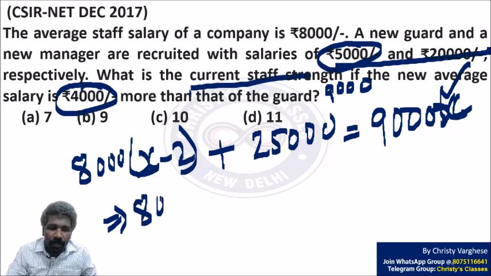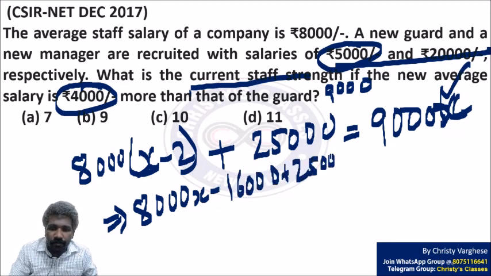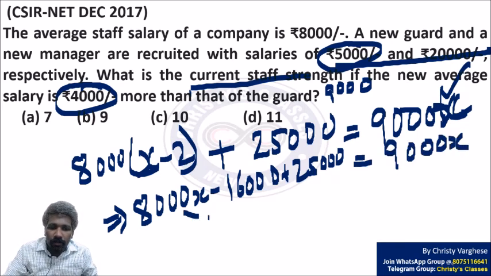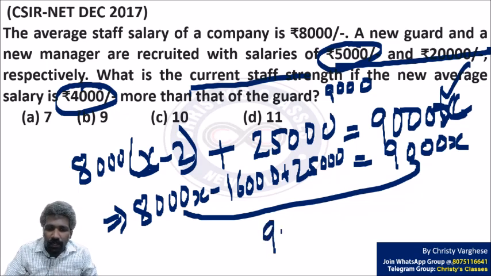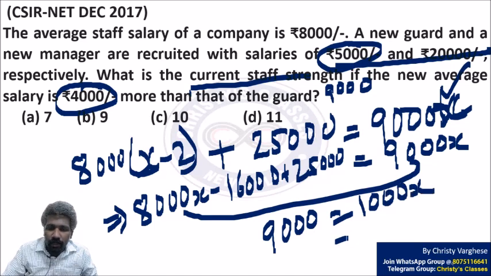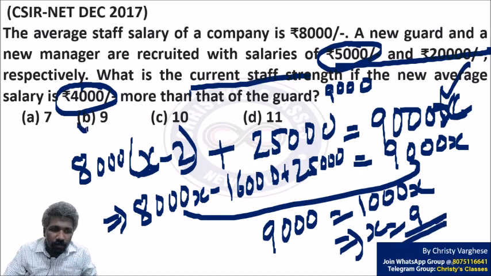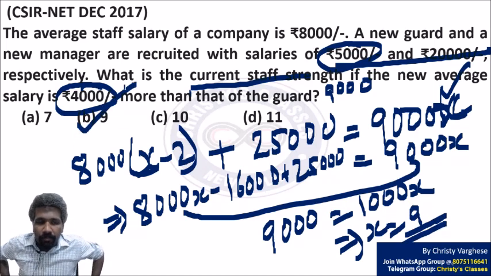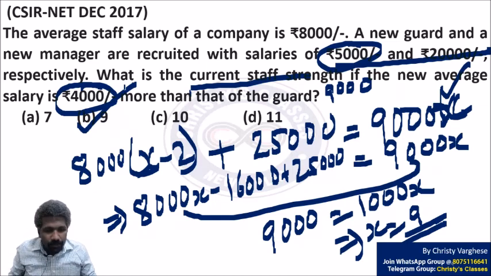So open up the bracket, 8,000X minus 16,000 plus 25,000 is equal to 9,000X. 8,000X taken to this side, 25,000 minus 16,000 is 9,000. 9,000 is equal to 1000X you will get. 9,000 is equal to 1000X means X is equal to 9,000 by 1000. 9 will be the answer. Option B, 9 is the answer. I hope all of you understood this.